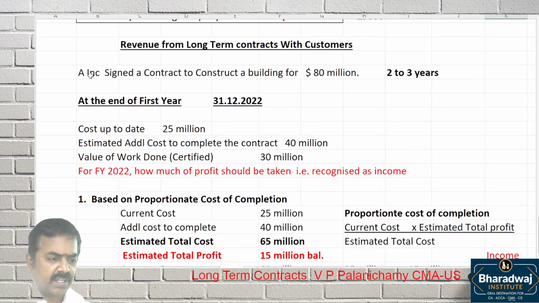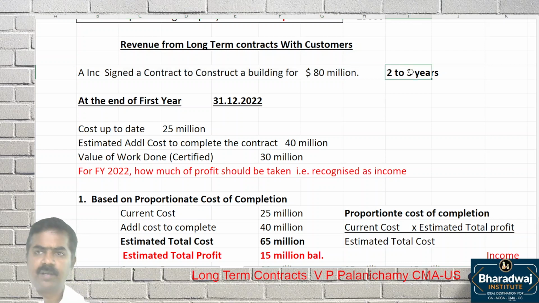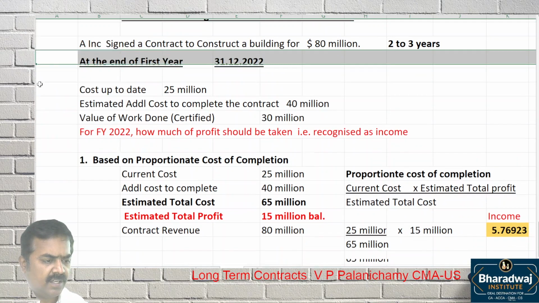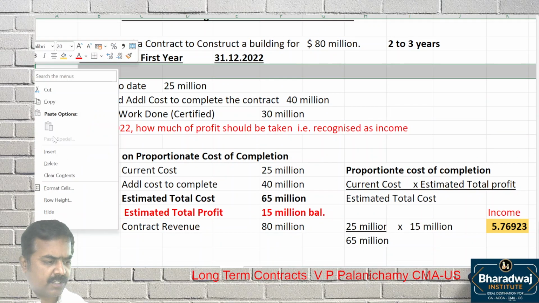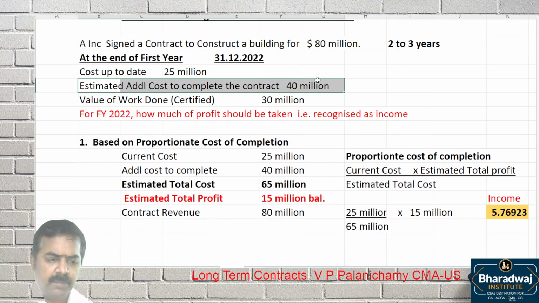So once again, we signed a long-term contract of for how much? 80 million, which will take about 3 years or 4 years or 5 years to complete. At the end of the first year, the position is, okay, how much we spent? 25 million. How much we have to spend? 40 million to complete the work.